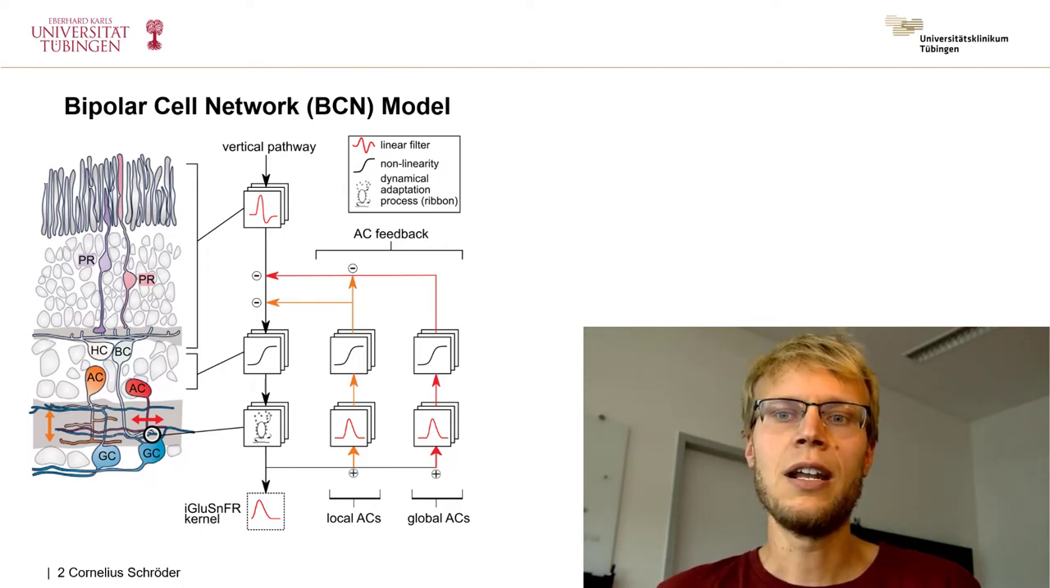Additionally, the local amacrine cells act as gatekeepers for the global amacrine cells, which is a known motif in the retinal circuitry. Consequently, our model has two processing modes. In the first one, only local amacrine cell feedback is active, which corresponds to a spatially small input stimulus. The second one includes the whole feedback structure and is active for full field stimuli.